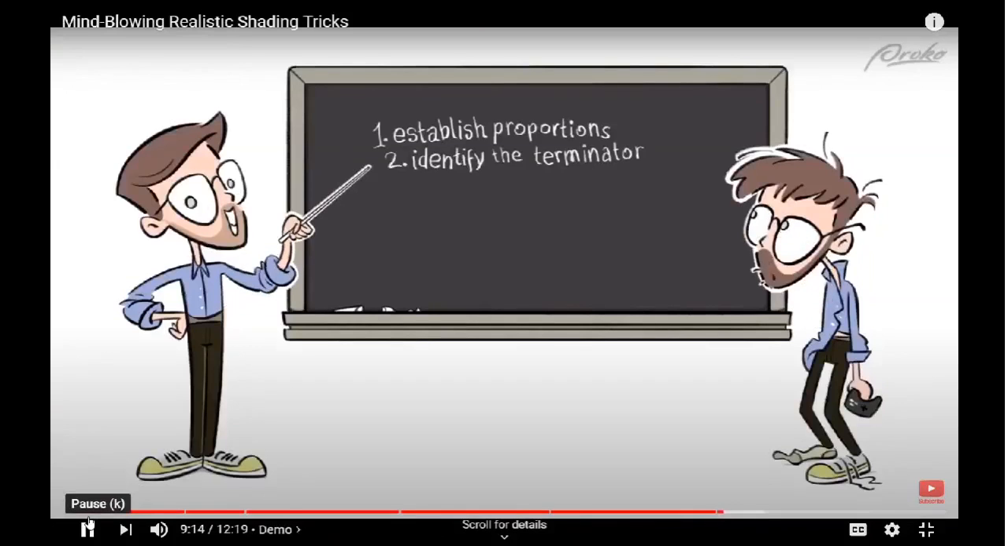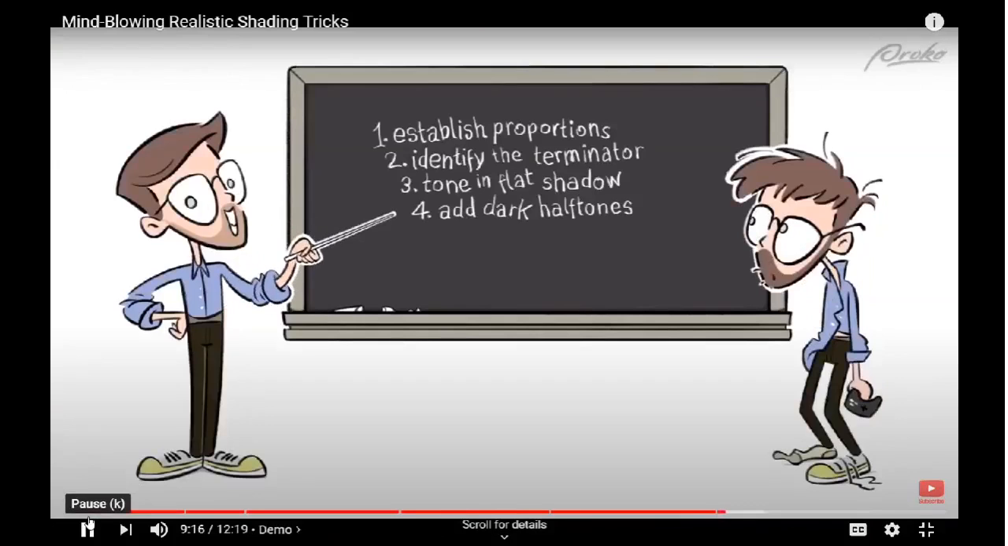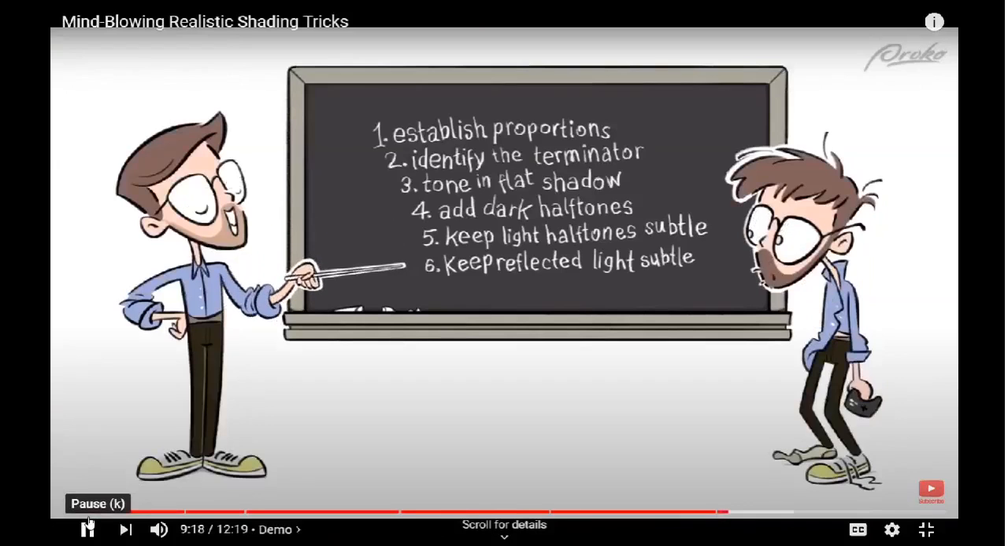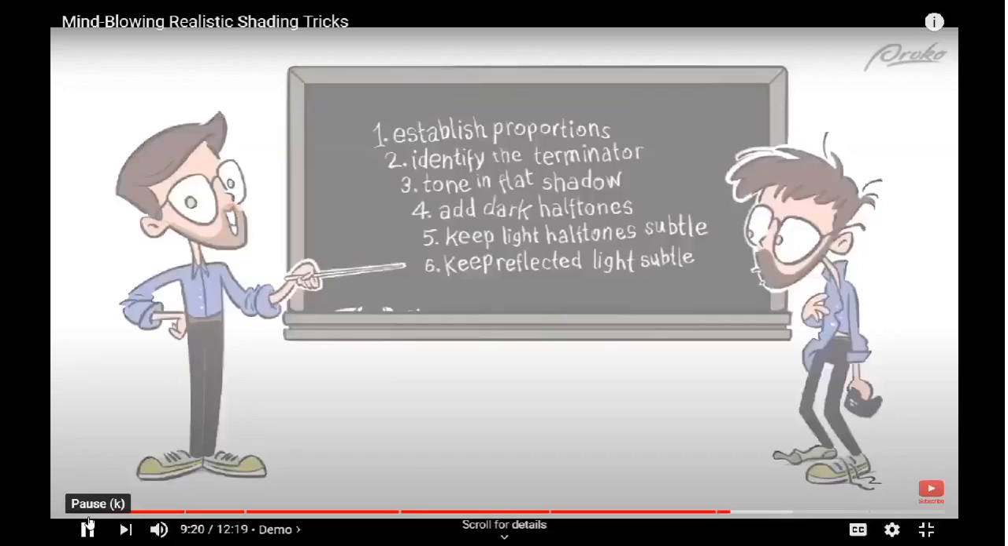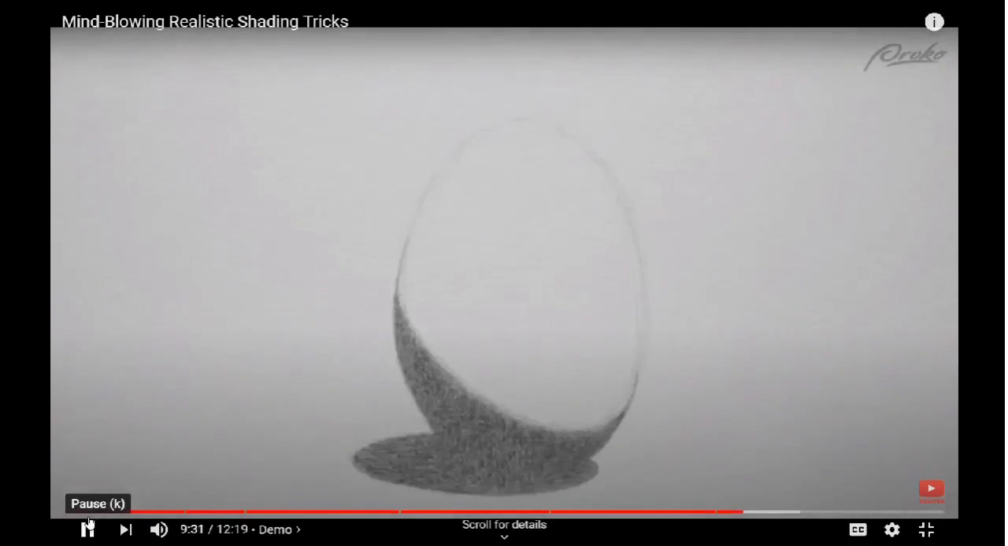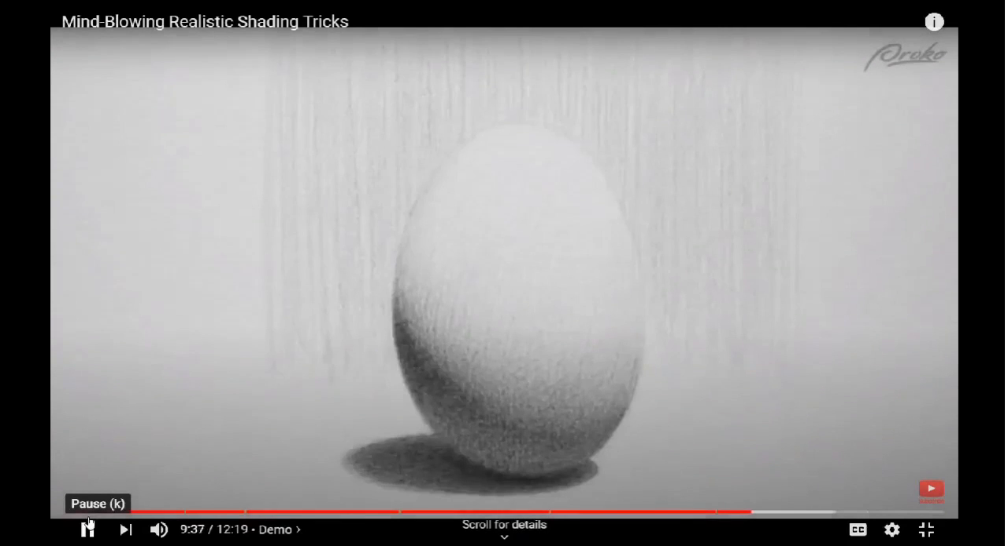One difference between a professional and an amateur is that the professional has a process. Here's the process. Establish the major proportional relationships. Then separate light and shadow by identifying the Terminator. Tone in the shadow family with a flat value. Then shade the dark halftones first. When you get to the lighter halftones, remember to keep the value change very subtle. And finally, make sure that your reflected lights are not too strong.